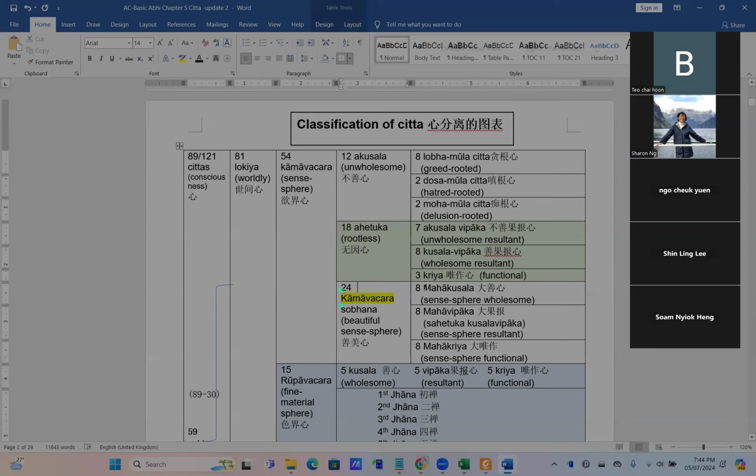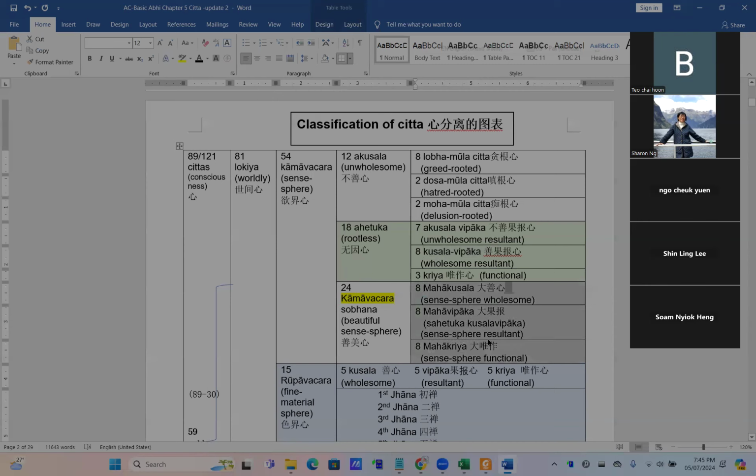How do you get 24? 8 times 3, you get 24. That's how good you are in mathematics. This Maha Vipaka is called Sahetuka Kusala Vipaka. Because here in the Ahetuka you also have the Kusala Vipaka. So this is called Ahetuka, rootless, Kusala Vipaka. Here it is called Sahetuka, with the root, Kusala Vipaka. That's the difference.